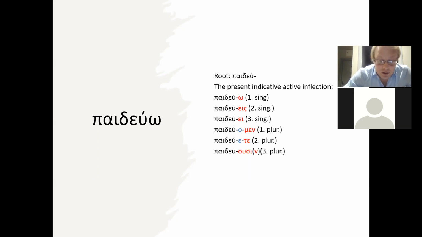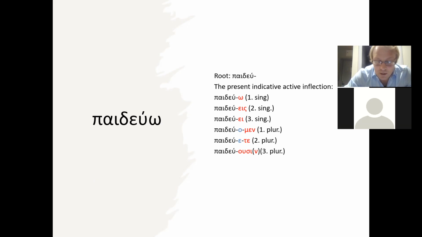On the PowerPoint, you can now see the paradigm for the present indicative active forms of paideuo in all persons in the singular and plural. You may note that I have placed a hyphen between the verb stem and the person ending, as well as another one between the ending and the vowel falling between the stem and the ending. That is, if there is such a vowel. This vowel, as you can see, is either an epsilon or an omicron.